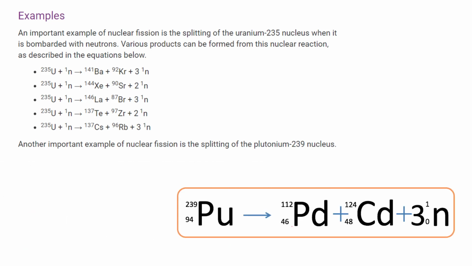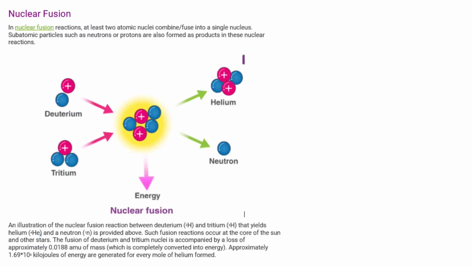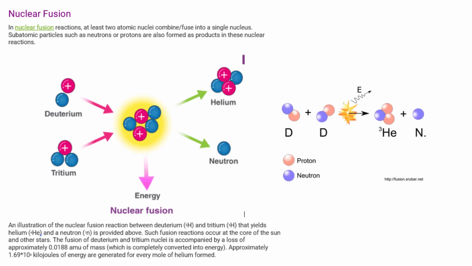Another important example of nuclear fission is the splitting of the plutonium-239 nucleus. Nuclear fusion. In nuclear fusion reactions, at least two atomic nuclei combine, or fuse, into a single nucleus. Subatomic particles such as neutrons or protons are also formed as products in these nuclear reactions. Nuclear fusion reaction. An illustration of the nuclear fusion reaction between deuterium-2H and tritium-3H that yields helium-4He and a neutron, 1n, is provided above.